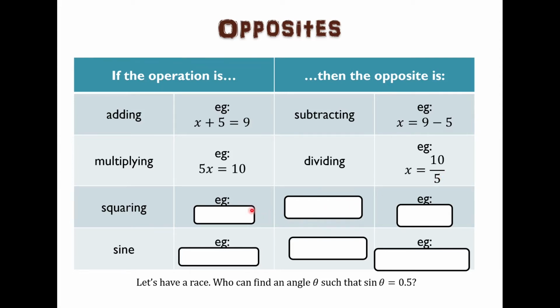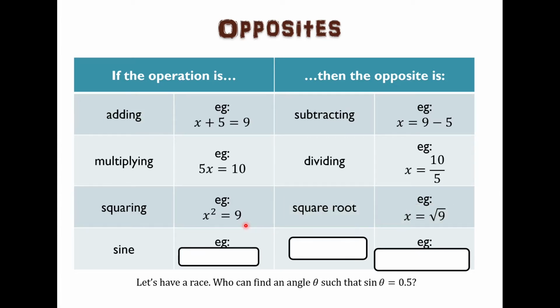Suppose I have squaring, like x squared equals 9. If I'm given an equation like that, and so I want to find x, I can do the opposite of squaring. And the opposite of squaring a number is the square root. So x would be the square root of 9. Technically speaking, there are actually two solutions here. Technically, it should be plus or minus, but that's a detail that does not matter for today.